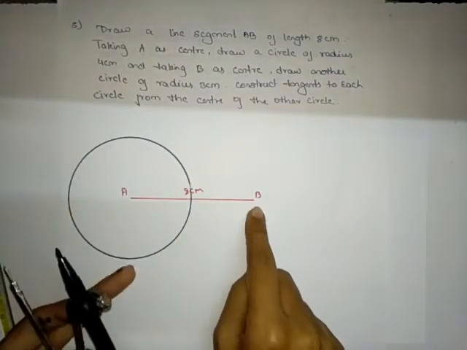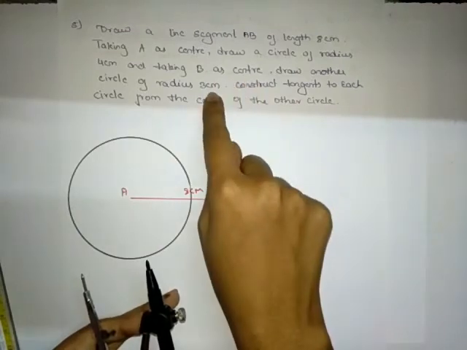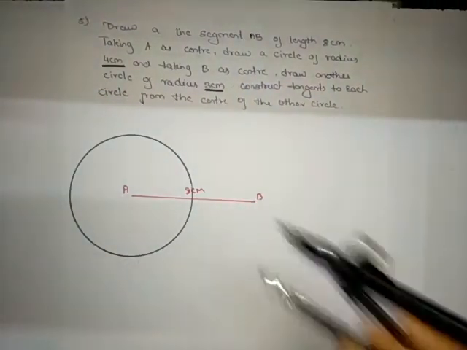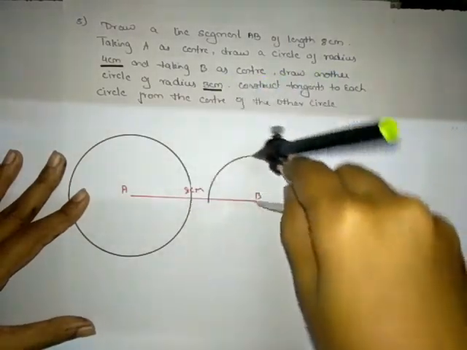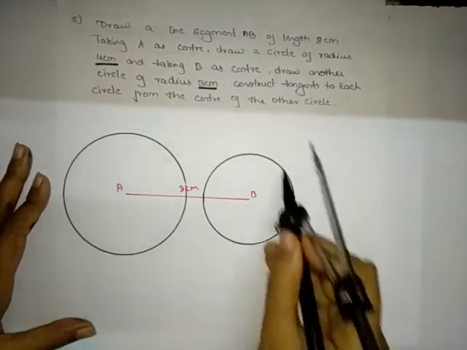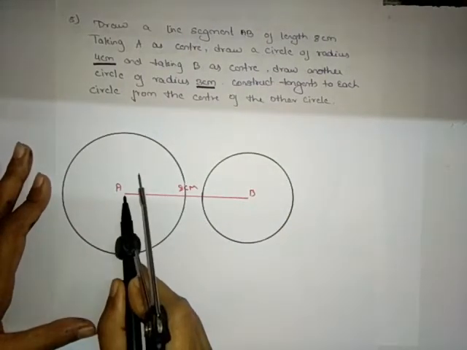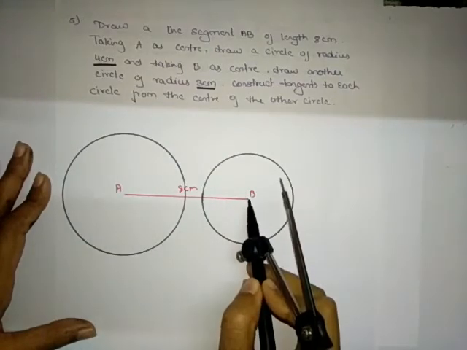And keeping the compass at the point B, again we need to draw a circle of radius 3 cm. We will draw a circle of radius 3 cm. We need to construct a tangent for this circle from the center of this circle, and for this circle we need to construct a tangent from the center of this circle here.